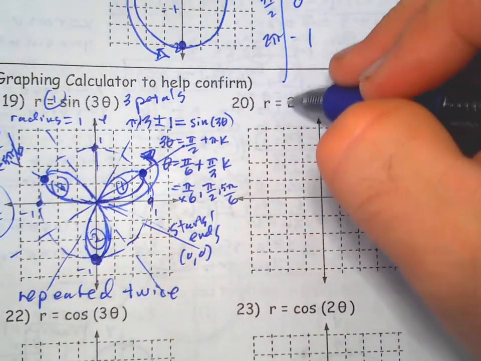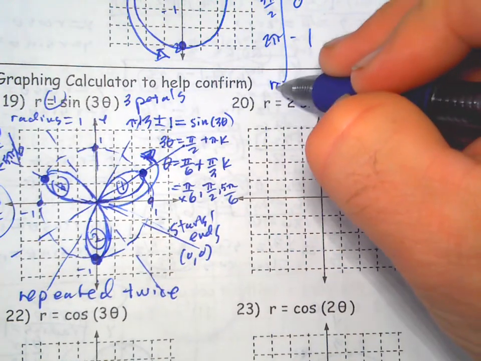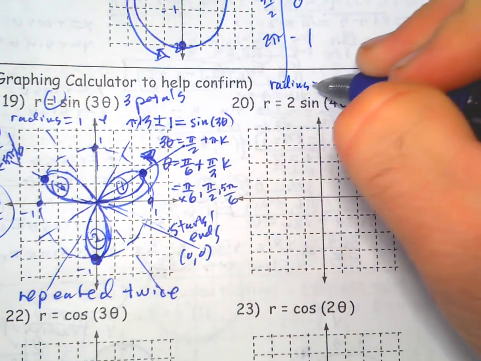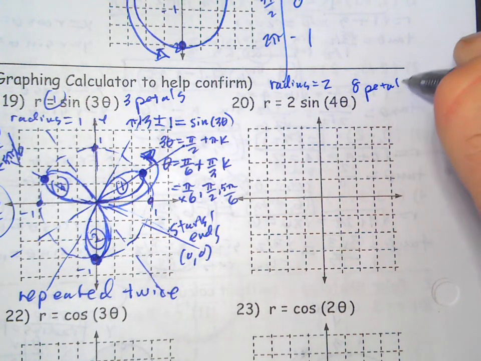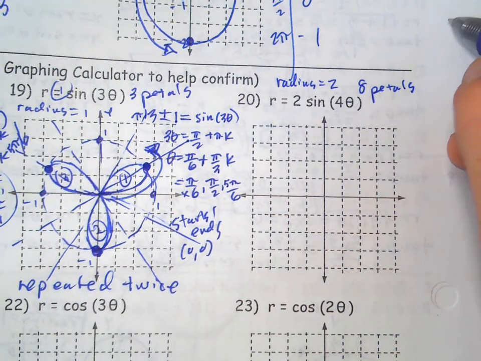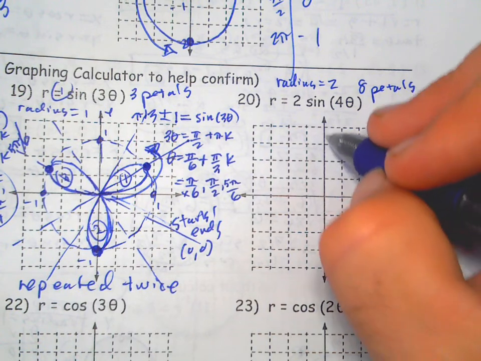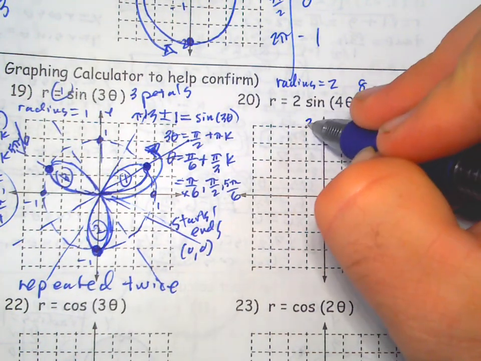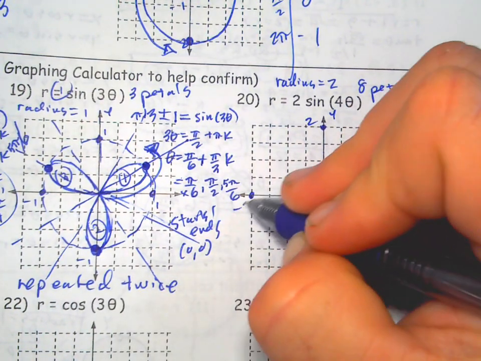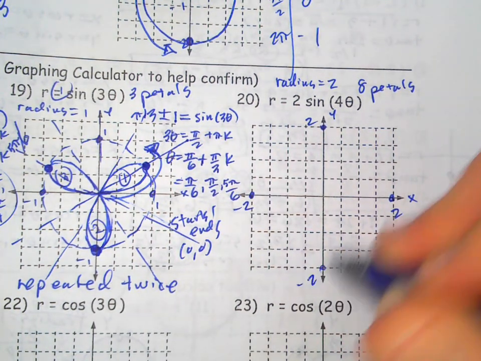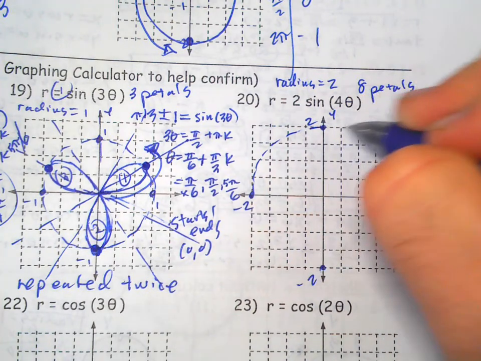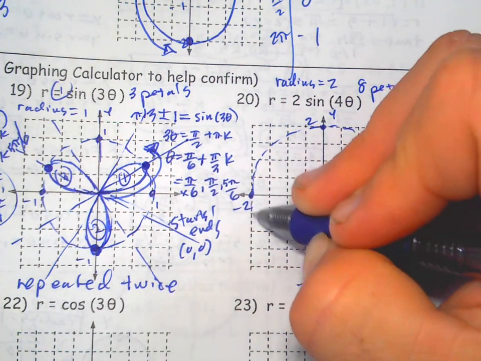Next one. The radius is equal to 2. It's going to have 8 petals because it's an even number, so it's going to be double. So we should sketch the circle that it will fit perfectly inside of first, which will make your graph look better for sure. And it should make it easier to draw it.